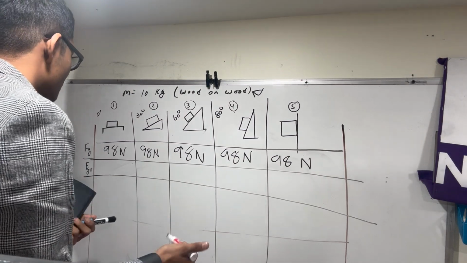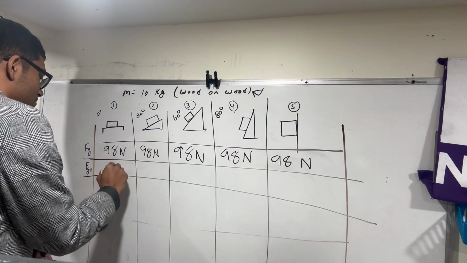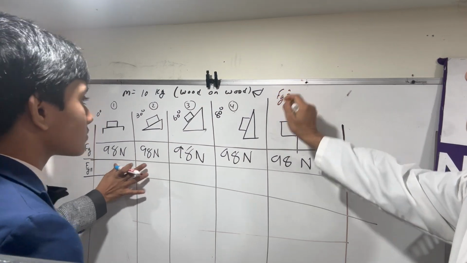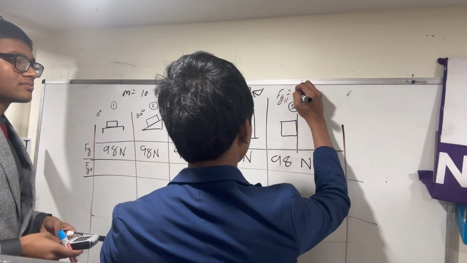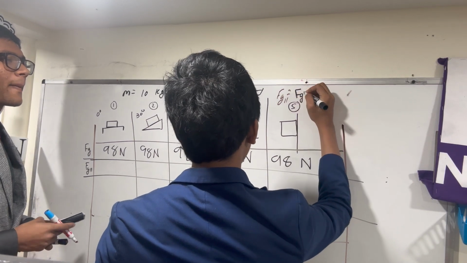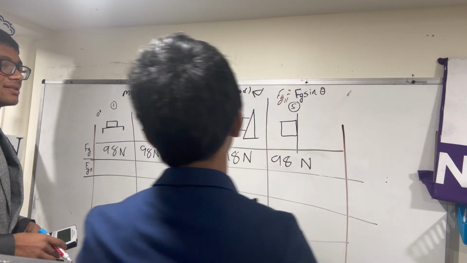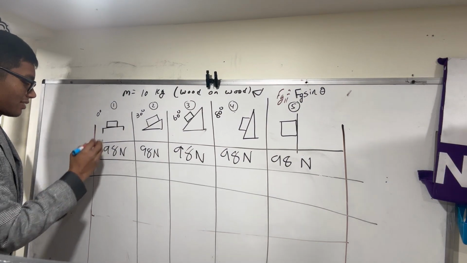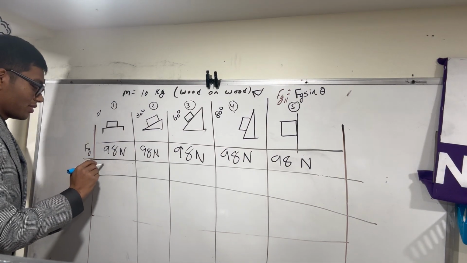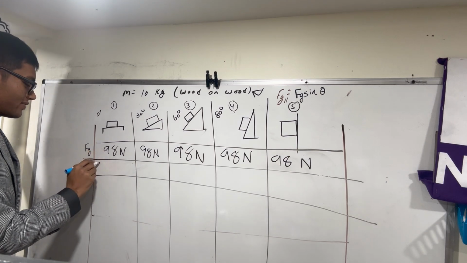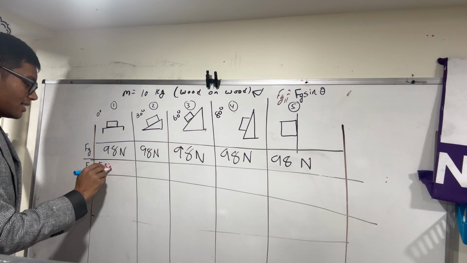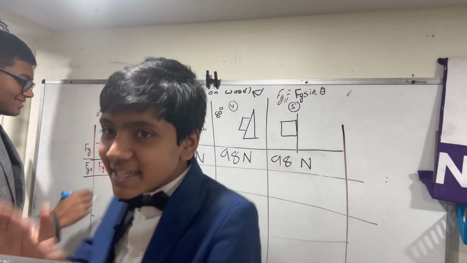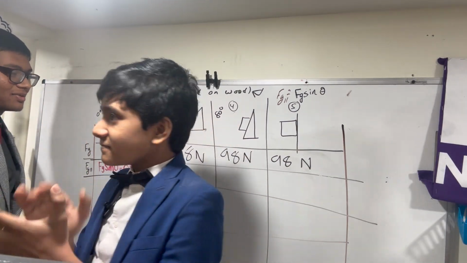So FG parallel here is 0. Make sure you write the equation. FG parallel is FG sine theta. So sine of 0 is 0. Good job, genius! This is going to be 0 units.